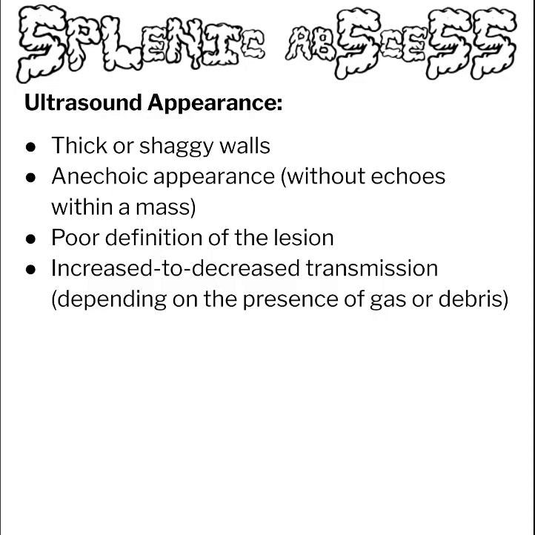On ultrasound then, what we're going to see is very thick or kind of shaggy walls on the lesion. And then after that, it actually has really varying appearances. We can have anywhere from an anechoic appearance, kind of like we saw with the tuberculosis. We might have poor definition to the lesion, or we can have increased to decreased transmission depending on what is in it. So if the abscess is really filled with pus, we might see some low-level echoes in there. We learned in past presentations that gas appears more as echogenic foci with that dirty shadowing or ring down artifact behind it. So they really have a lot of varying appearances that they can present as.